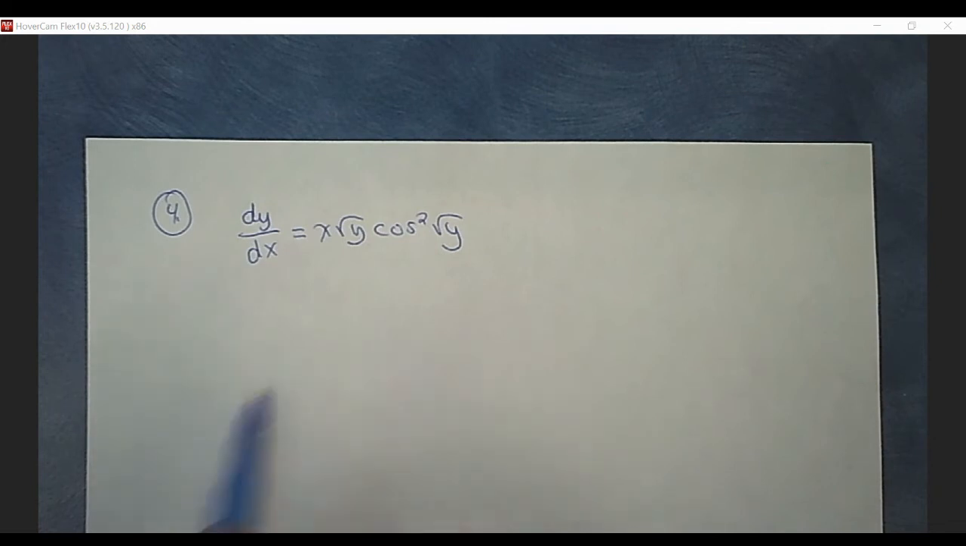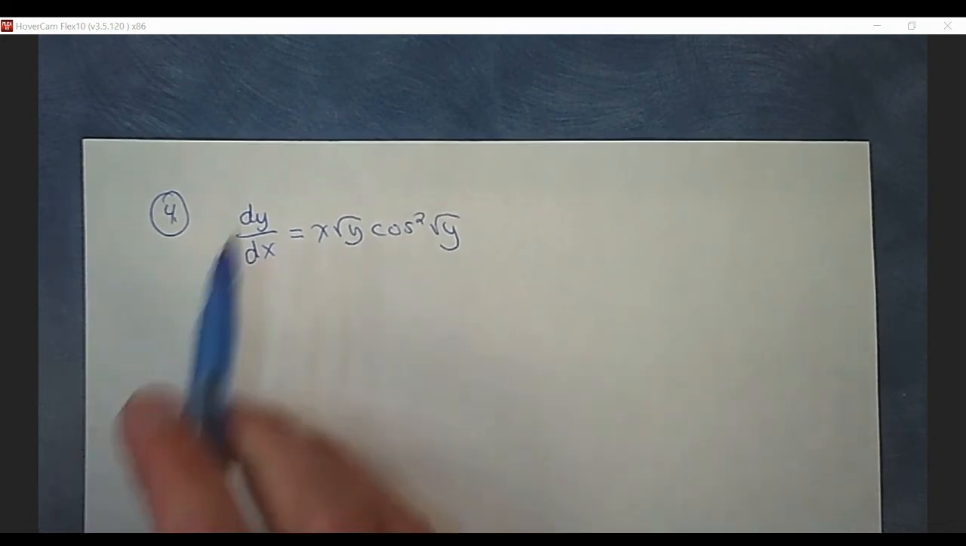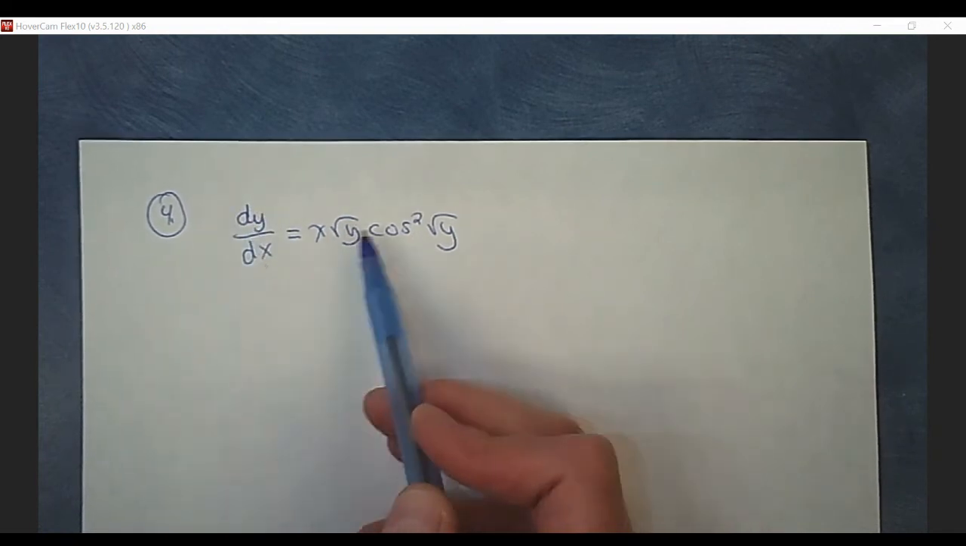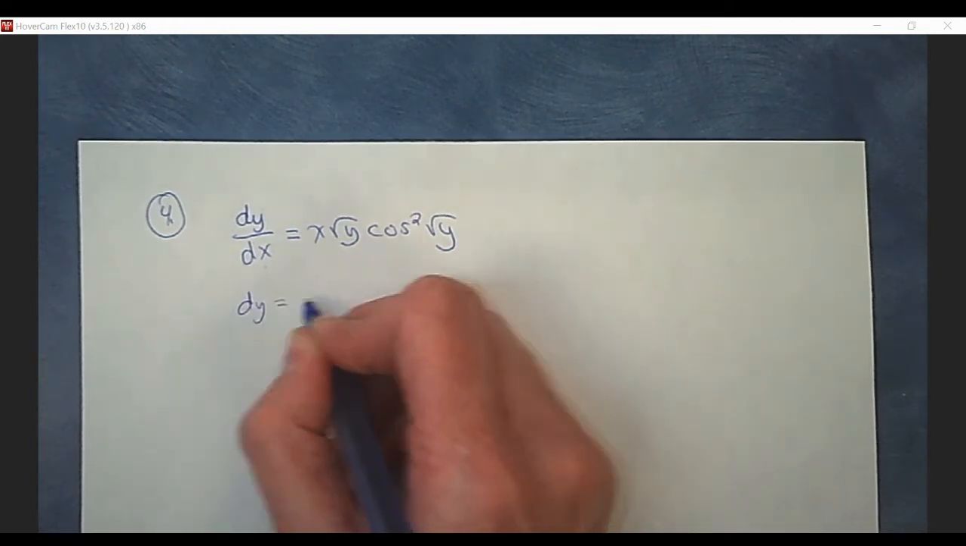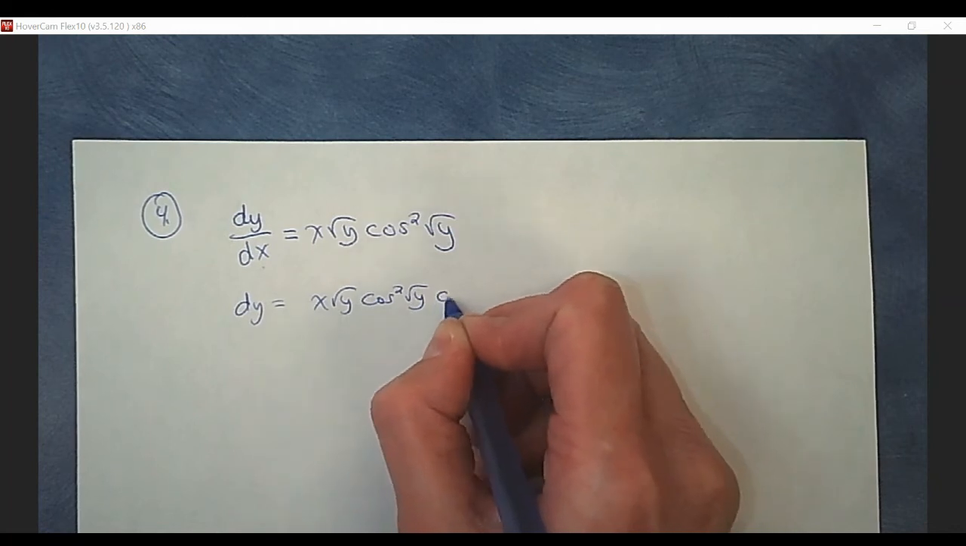So for number 4, this one's really complicated. This definitely calls for separation of variables because we have our derivative where y is a function, x is a variable, and we have x's and y's all over the place. So what we need to do first is move the dx to the other side. This is all one term. It's all multiplication in between.